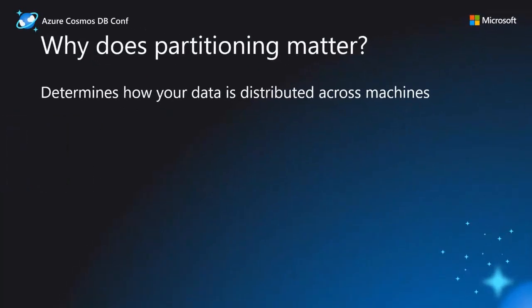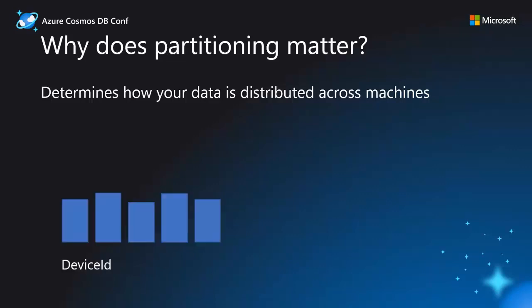Okay, so why does partitioning matter? As you know, Cosmos DB is a distributed database, and that means that your data is actually distributed across multiple physical machines. For the purposes of this presentation, we're going to refer to these machines as a physical partition. Now, you have all these different machines. How does Cosmos DB decide where to put your data? Which machine does your data go on? This is the crux of partitioning.